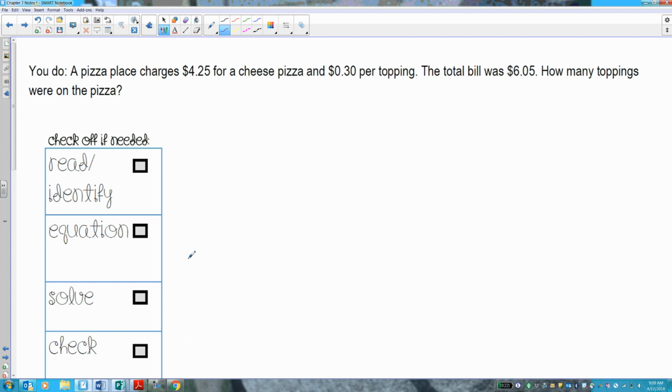So, I've read it, but now I want to identify. It's not asking me how much the pizza was because I know that it was $6.05. It's not asking me how much a topping is. So, it's really asking me how many toppings. So, I'm going to use X because I don't like to use T because I get it confused with a plus or an addition symbol. All right, so I've read and identified that I'm trying to figure out the number of toppings.